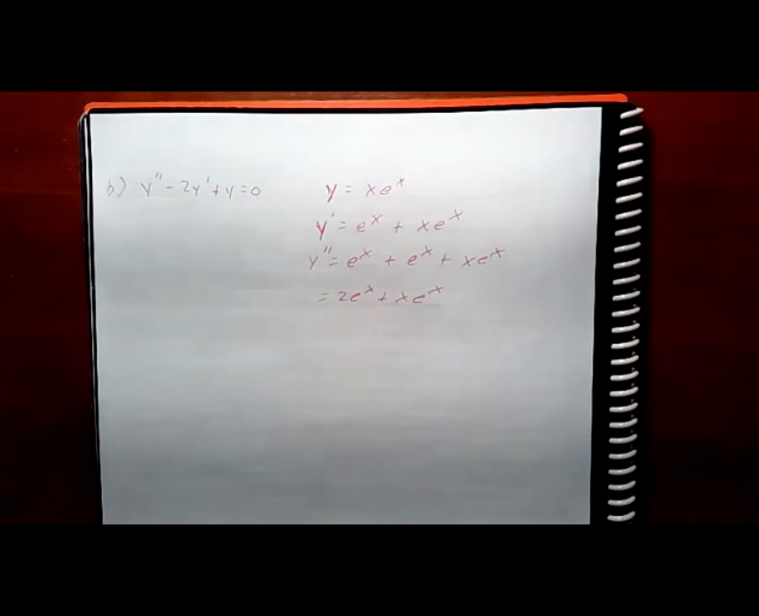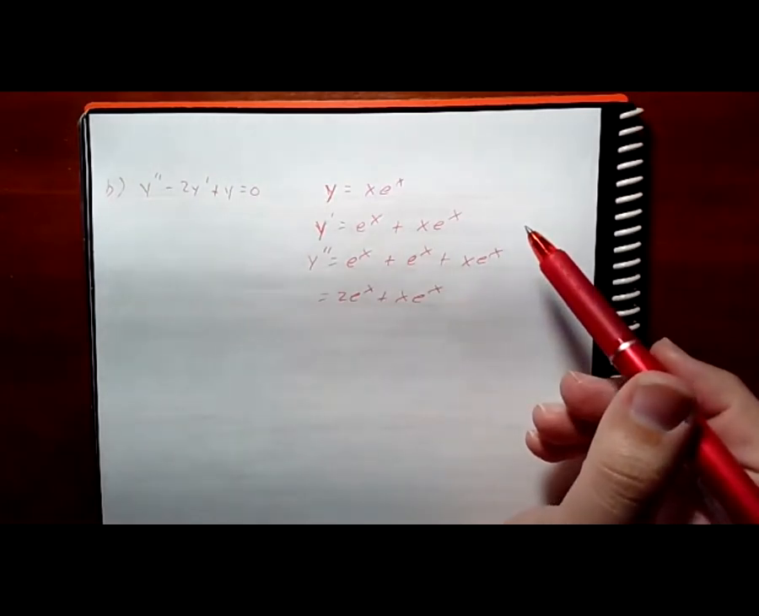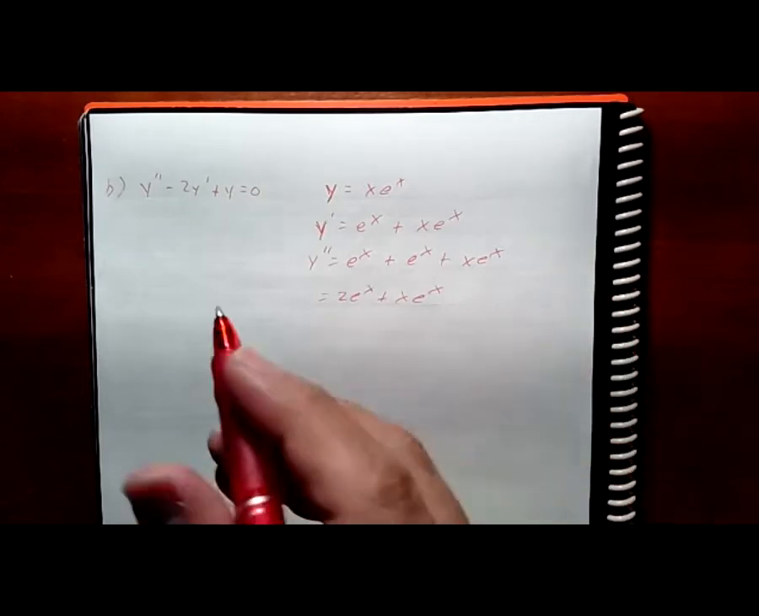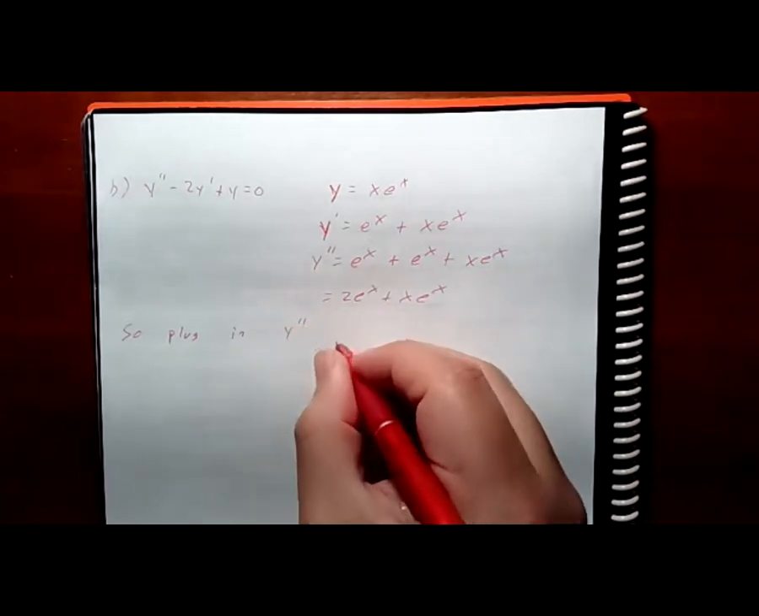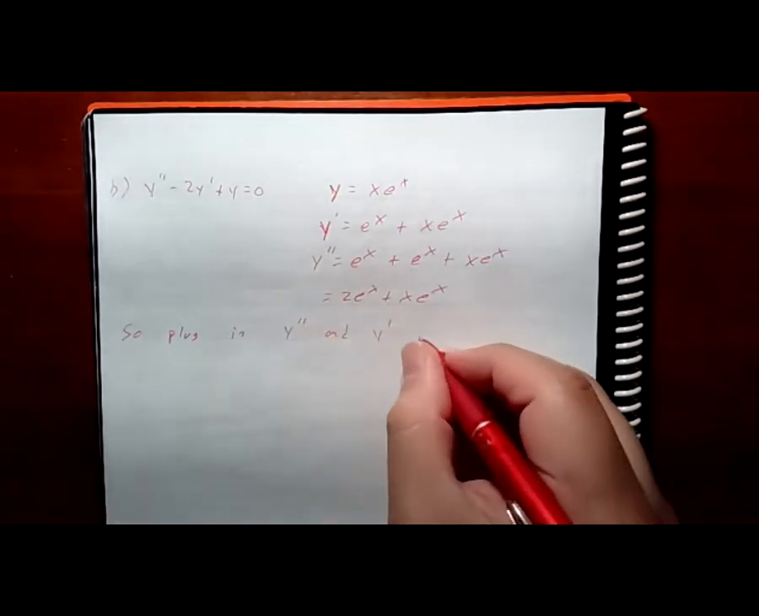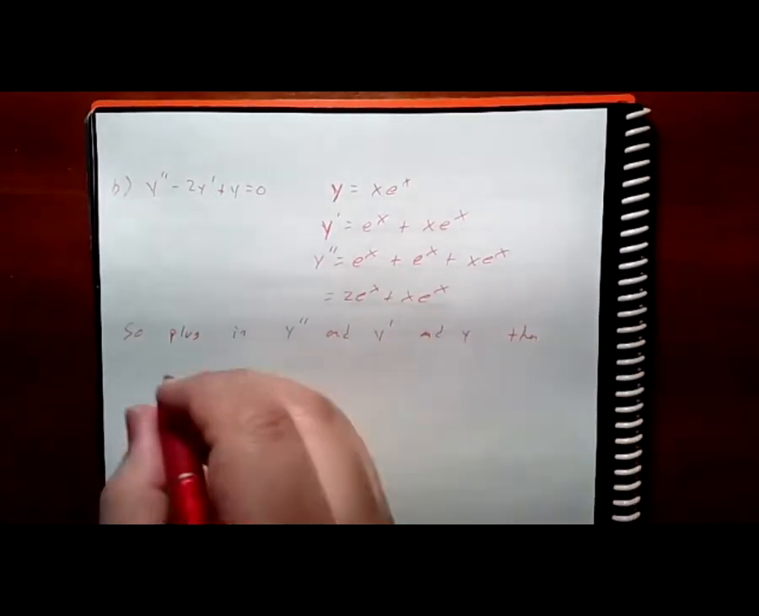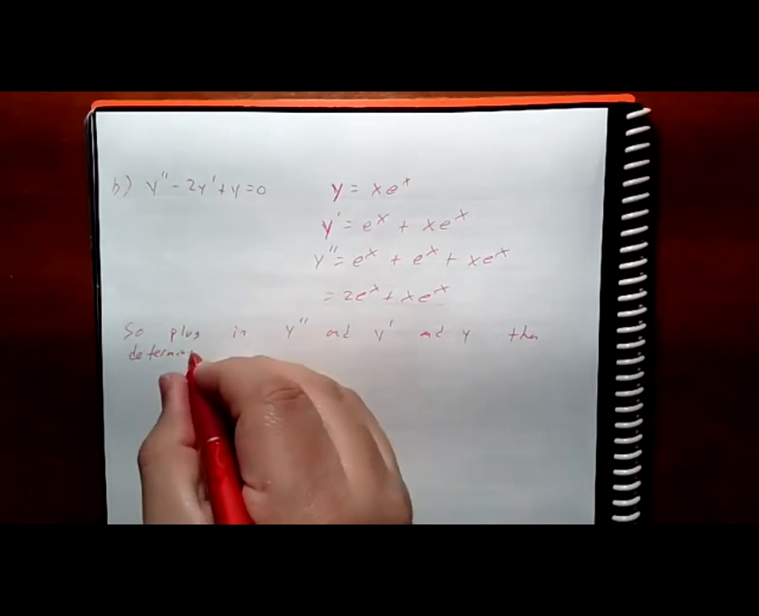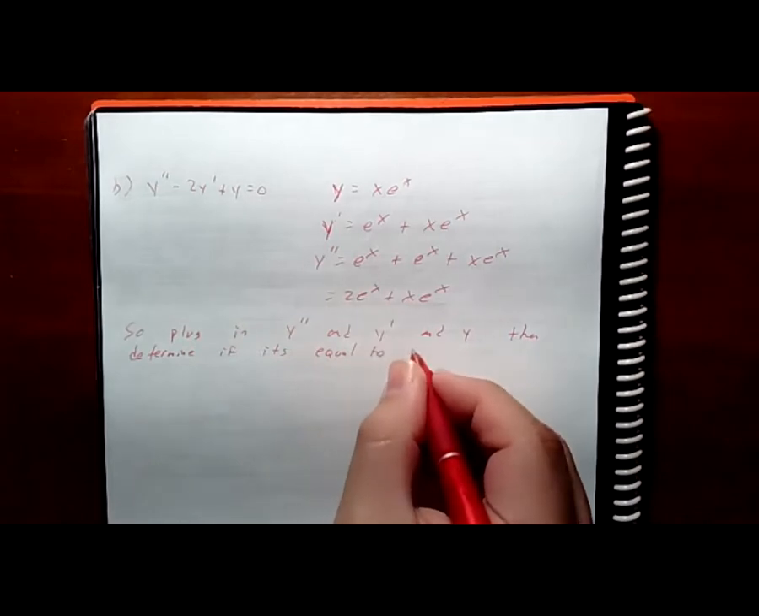You guys cool with first and second derivatives? Any questions on this? Let's skip some steps. Okay. So plug in y double prime and y prime. Oh, I suppose you need y as well. And y. Then determine if it's equal to 0.